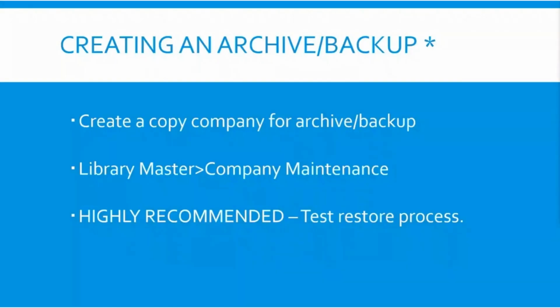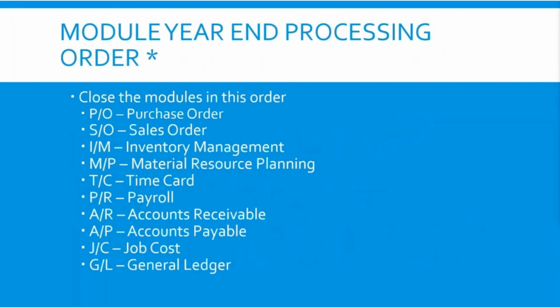All right, so our next topic is the order that we close modules, and the rule of thumb is from the bottom up. What Sage recommends is you close modules from the bottom of the launcher to the top.